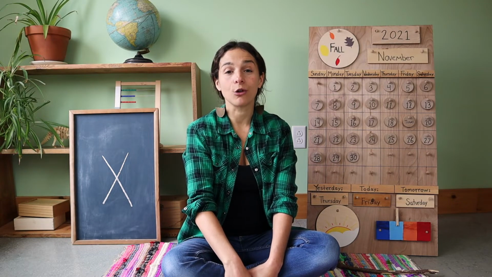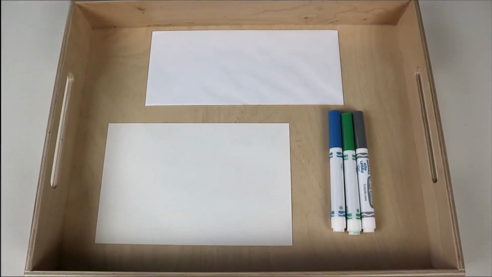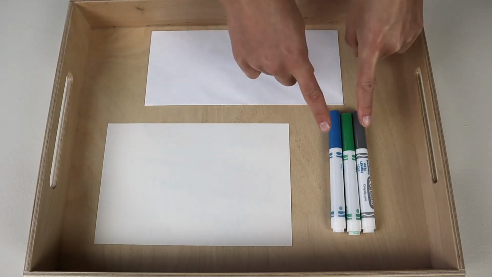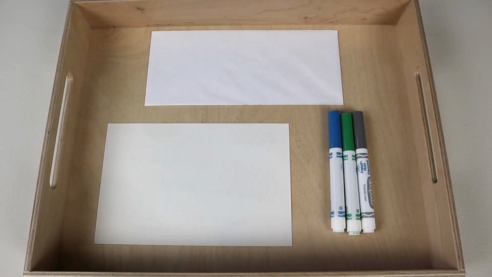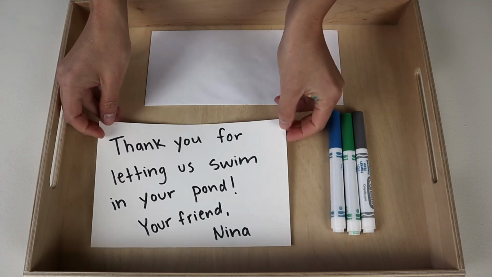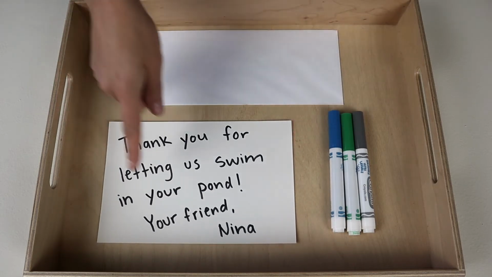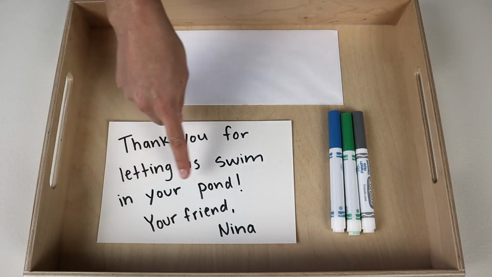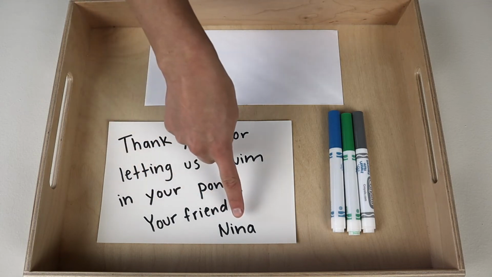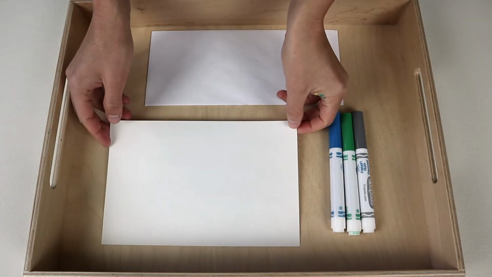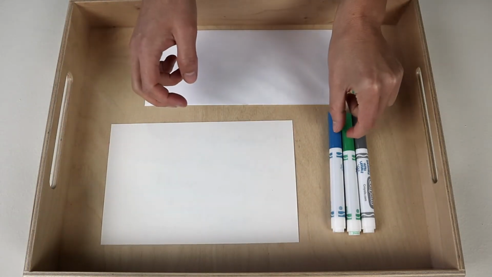Today we're going to make a picture or write a letter and send it to a friend. For today's work, you will need an envelope, a piece of paper, and some art materials. I just wrote a letter to my neighbor up the street, thanking him for letting us swim in his pond this summer. So on the other side, I wrote this quick note. Thank you for letting us swim in your pond. Your friend, Nina.